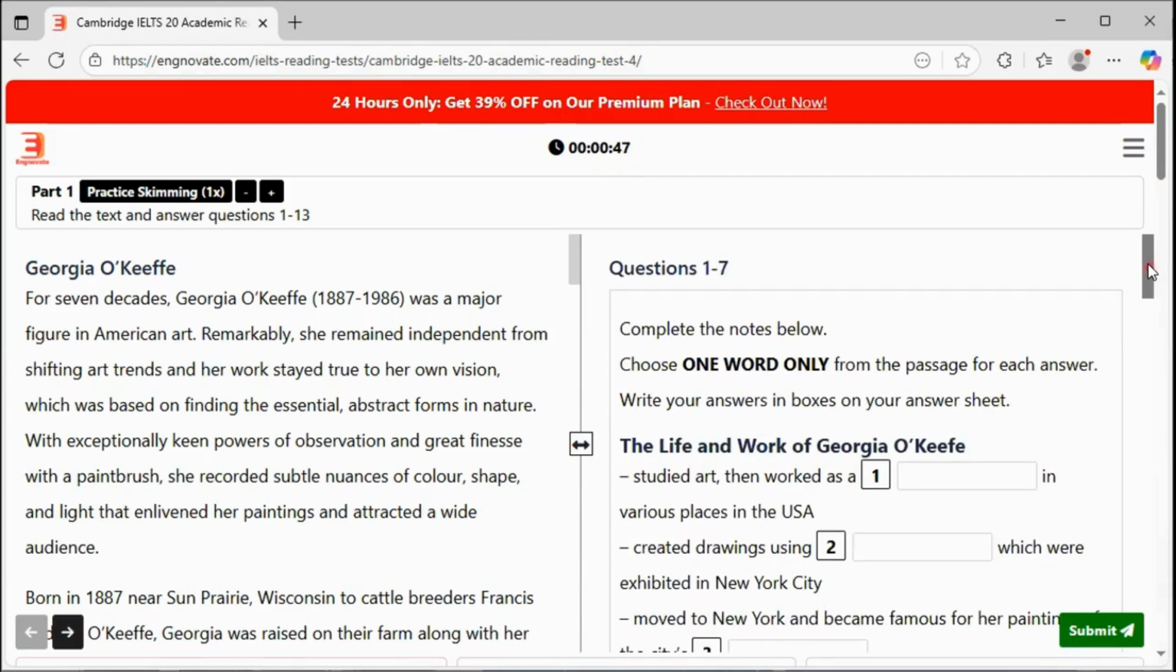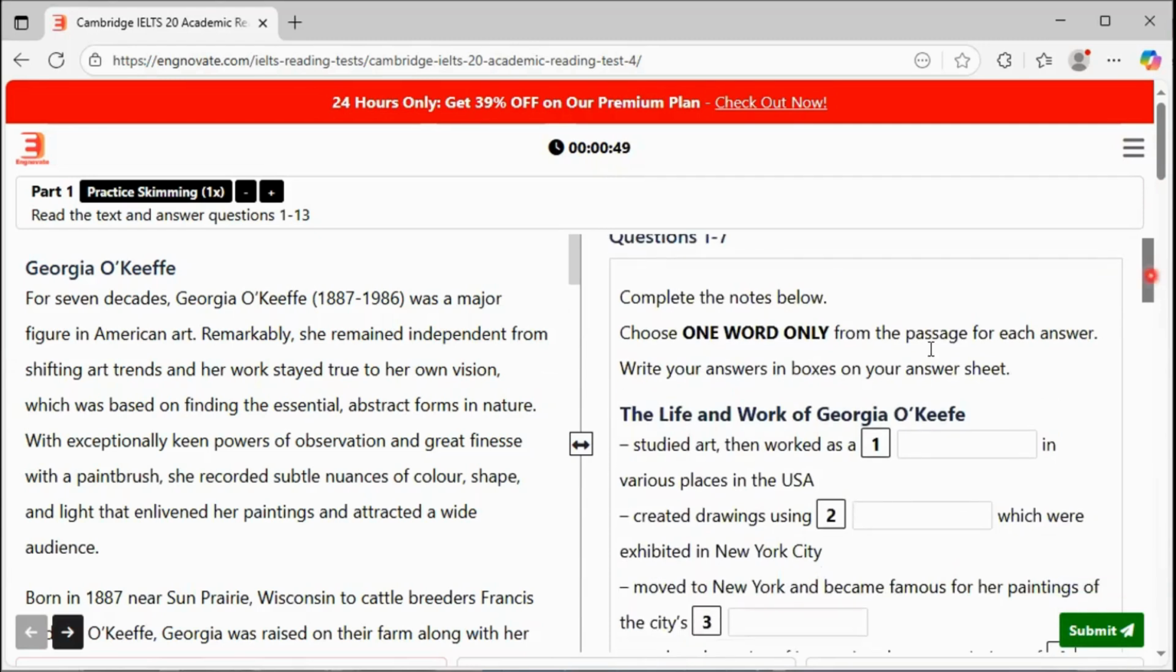So, complete the notes below. Choose one word only from the passage. Write your answer in the boxes. These are the boxes I'm going to type my answer inside. The life and work of Georgia O'Keeffe. Studied art, then worked as a dash in USA. What is my keyword here? USA is a keyword for me.